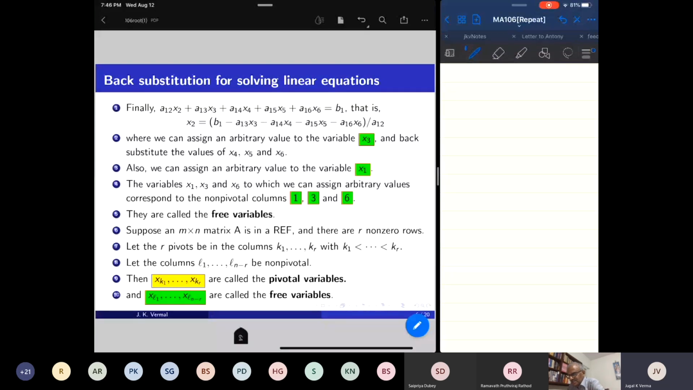And the previous example suggests that the free variables can be given any value we want, and the pivotal variables are dependent on values of free variables. We have no control over the values of pivotal variables. They are determined in terms of the values of the free variables.